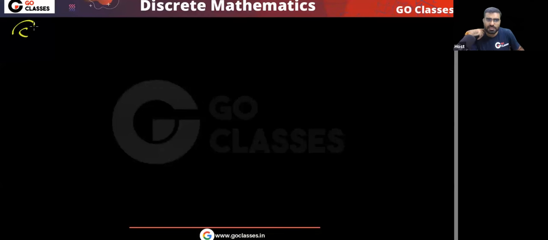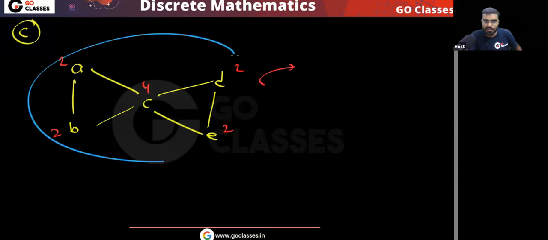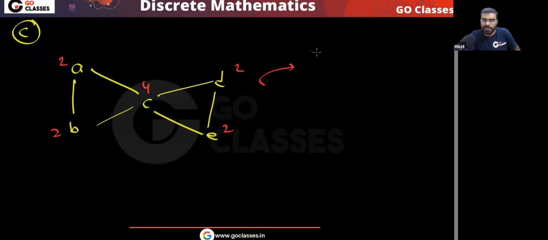For example, for option C, consider this graph with vertices A, B, C, D, E. Very simple graph. In this graph, you can notice degree 2, degree 2, degree 4, degree 2, degree 2. This graph is connected. Also, every vertex has even degree. So this is an Euler graph, yes or no? This contains an Euler circuit, or I can say Euler cycle.